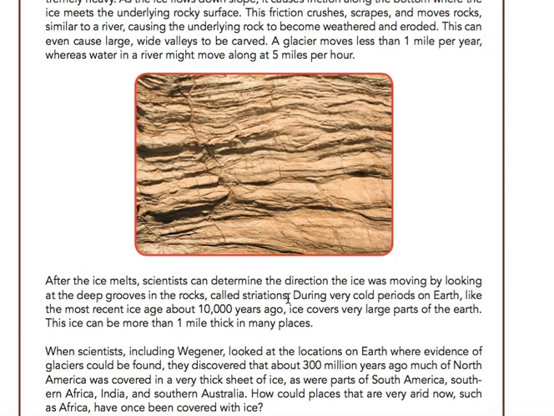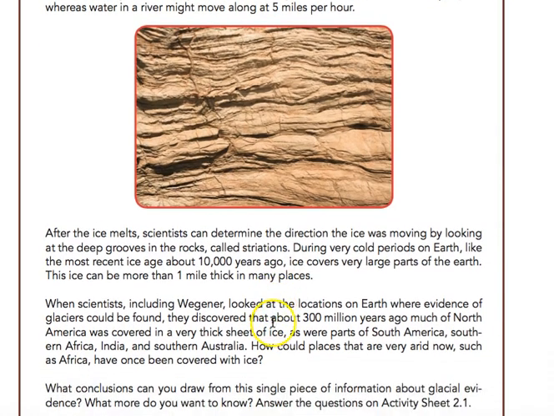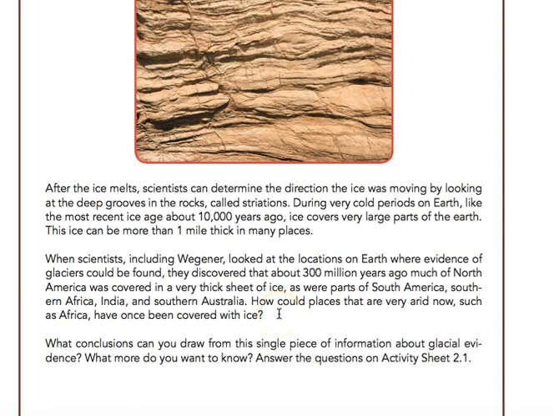Now, scientists, including Wagner, looked at the direction on Earth where evidence of glaciers could be found, and they discovered that about 300 million years ago, much of North America was covered in a very thick sheet of ice, as were parts of South America, Southern Africa, India, and Southern Australia. Now, how could places that are very arid now, such as Africa, have once been covered with ice? So let's look at this and think back to your puzzling Pangea, or your mystery of the far-flung fossil.